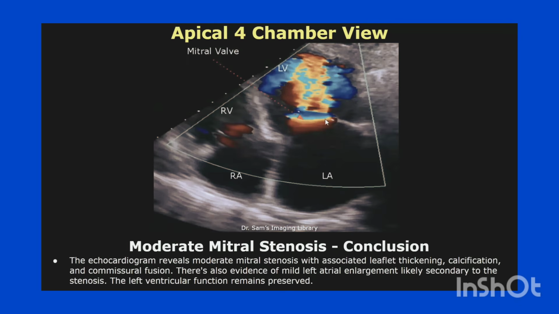Here is the conclusion. The echocardiogram reveals moderate mitral stenosis with associated leaflet thickening, calcification, and commissural fusion. There is also evidence of mild left atrial enlargement, likely secondary to the stenosis. The left ventricular function remains preserved.